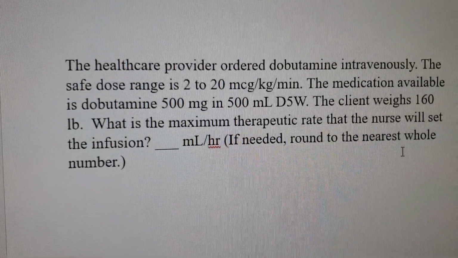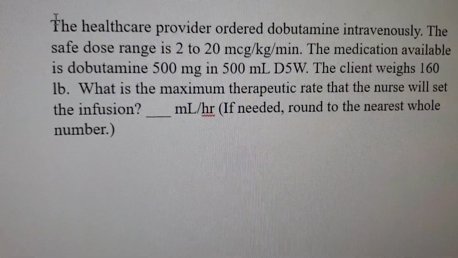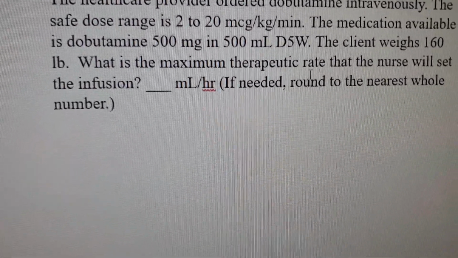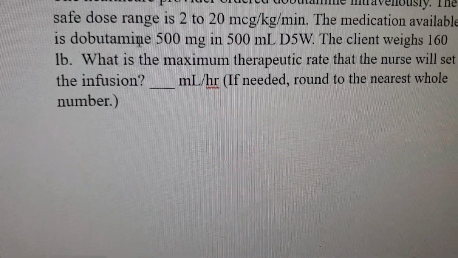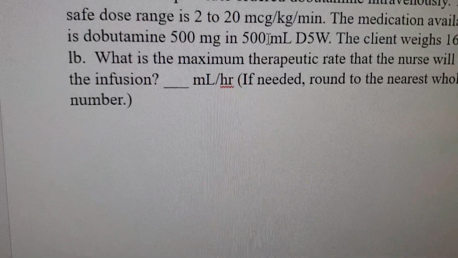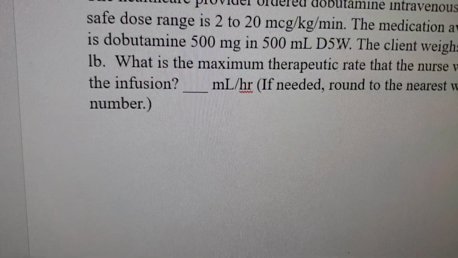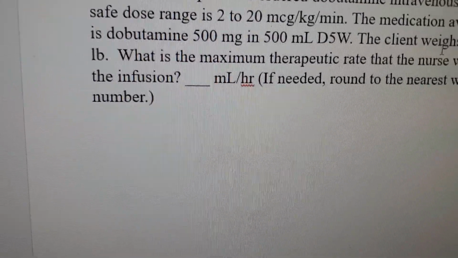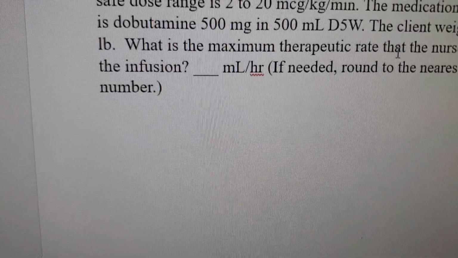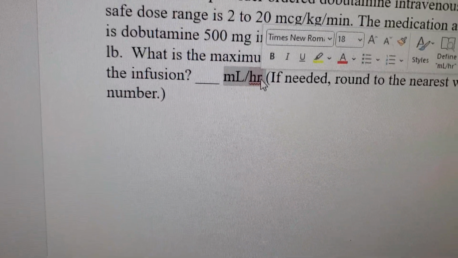The healthcare provider ordered dobutamine IV. The safe dosage range is 2 to 20 microgram per minute. The medication available is dobutamine 500 milligram in 500 ml D5W, dextrose 5 in water. The client weighs 160 pounds. What is the maximum therapeutic rate that the nurse will set the infusion? And we are looking for ml per hour.